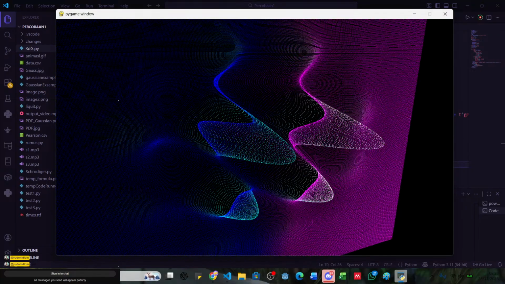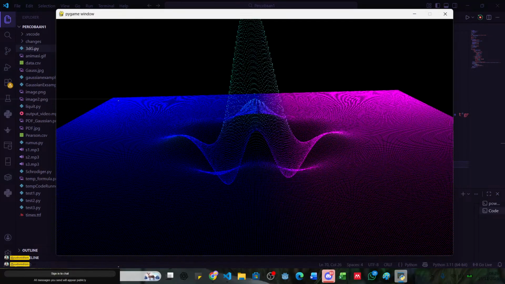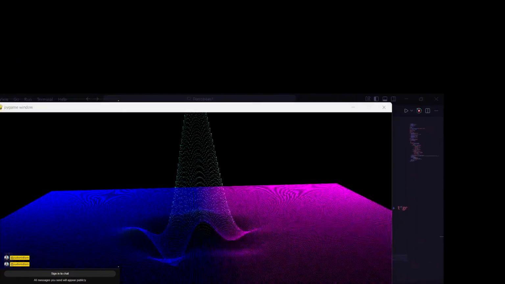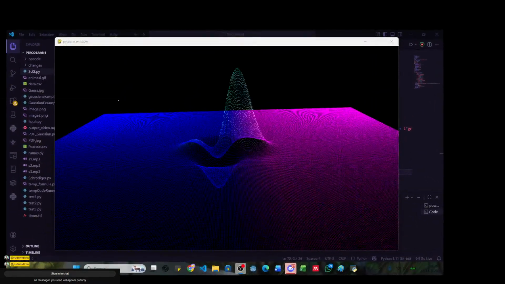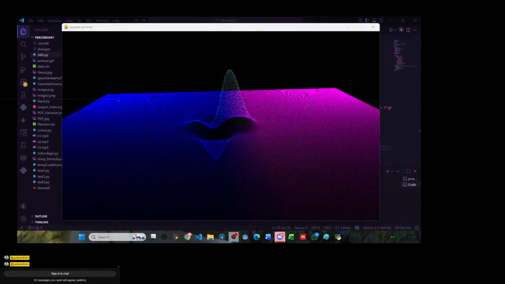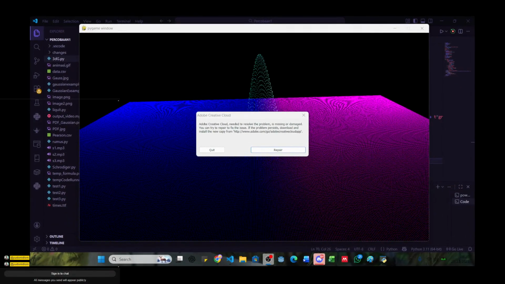This is the Gaussian wave packet. Wait, why does my screen look like this? I don't want it. Wait a minute, guys, I need to fix my screen first. Okay, here we go. How do I fix this?